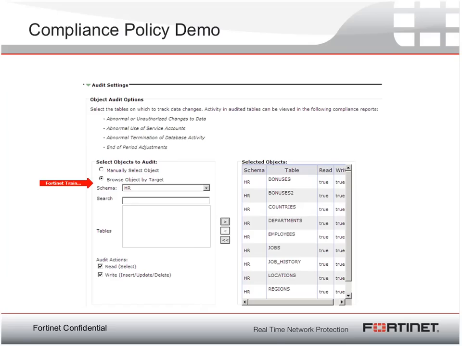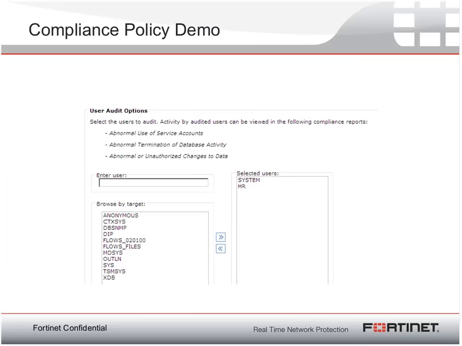So in this case, we're saying look at all tables of the HR schema, and look at both read and write audit actions. And also you can narrow it down a little bit. So here I'm actually focusing on two particular users. I'm focusing on the system and the HR user.